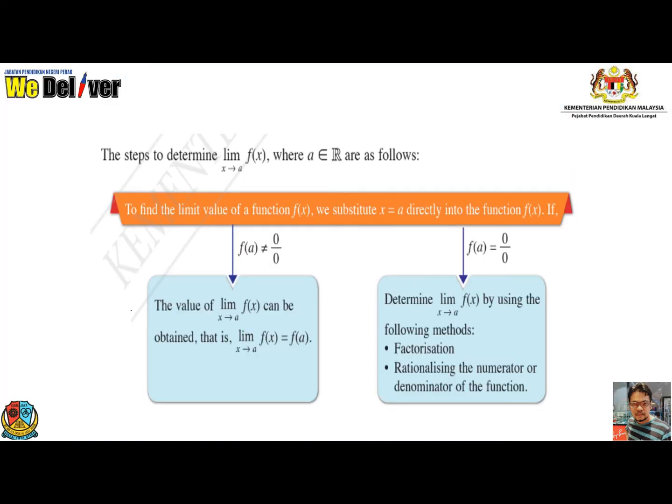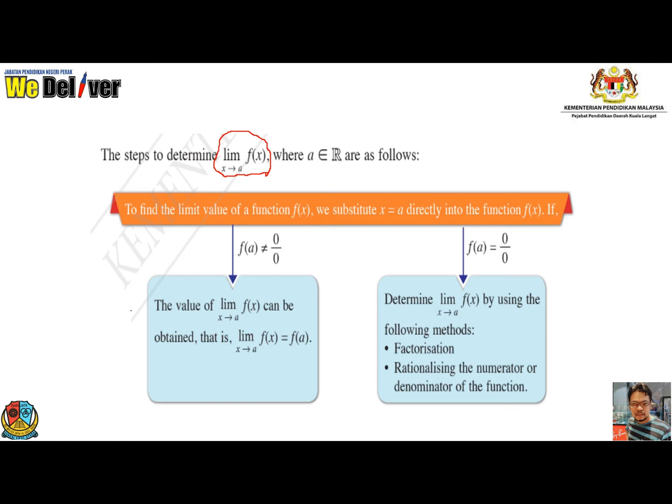In this video, I will show you how to determine the limit value of a function. You may refer to the Additional Mathematics Form 5 textbook on page 30 and 31. Let's say we are going to determine the limit of function f(x) when x approaches a, where a is a real number.